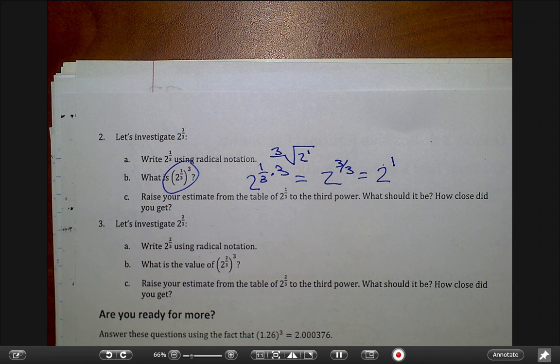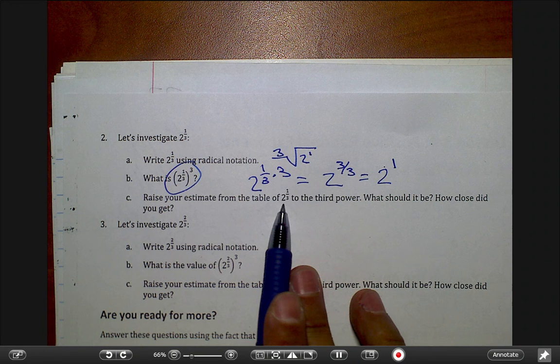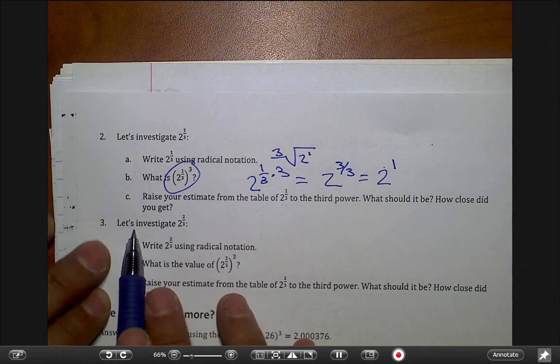All right, raise your estimate from the table. Okay, we don't have to do this one because we already did this one. Okay, we already put in the calculator so we know what it was. So I'm saving time by putting stuff in the calculator. All right, so let's take a look at this one now.